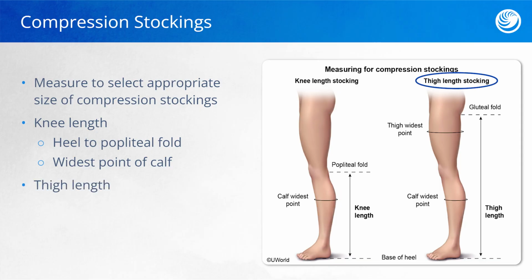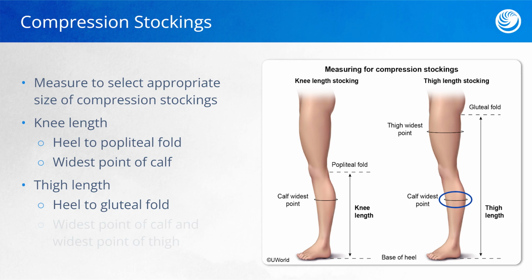For thigh-length stockings, measure the length from the heel to the bottom of the gluteal fold, as well as the circumference of the widest part of the calf and the widest part of the thigh, like shown on the right side of the image. Applying compression stockings before ambulation maximizes the compression effects and promotes venous return.